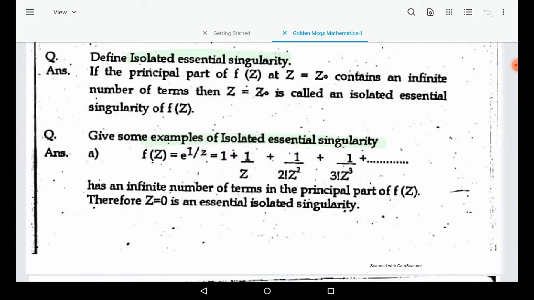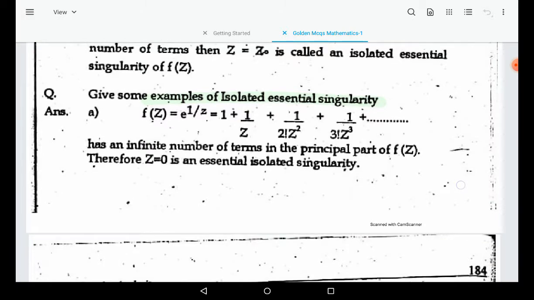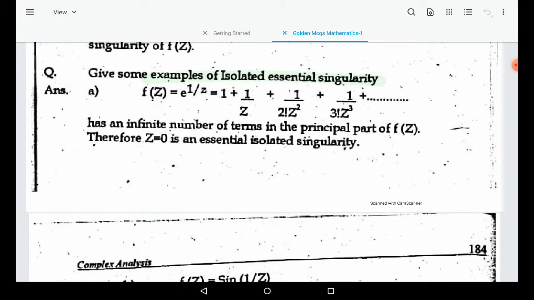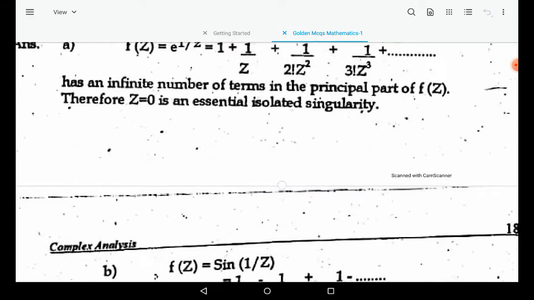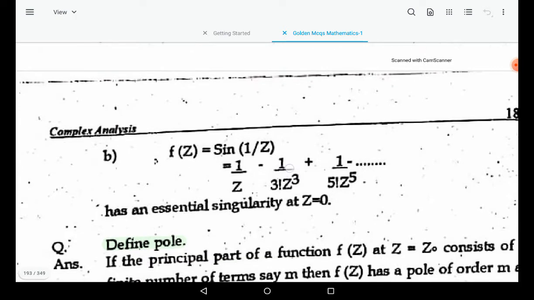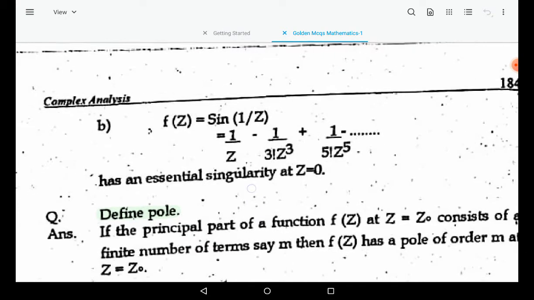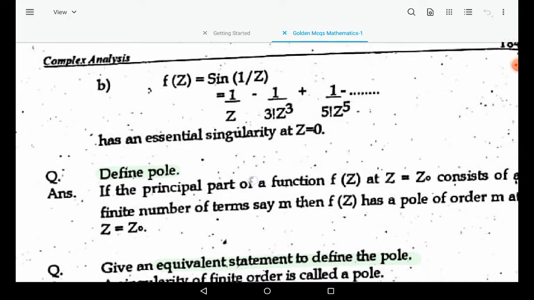Give some example of isolated essential singularity. f(z) = e^(1/z) = 1 + 1/z + 1/(2! z²) + and so on, इसी तरह has an infinite number of terms in the principal part of f(z), therefore z = 0 is an essential isolated singularity. Another example is f(z) = sin(1/z) = 1/z - 1/(3! z³) + ... has an essential singularity at z = 0.